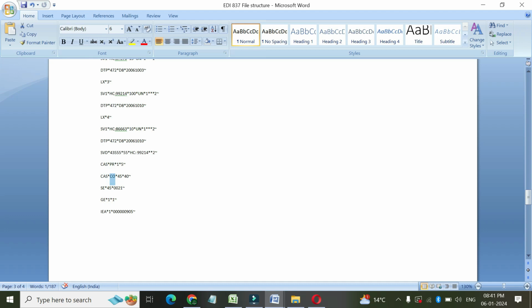CAS segment, again this is a repetition because one CAS segment can contain only one group code. So if the group code changes, the CAS segment will repeat. So in this case, this is CO, which is called contractual obligation. Again, remember this is a group code, and 45 is a code which means that the amount billed exceeds the contractual obligation.